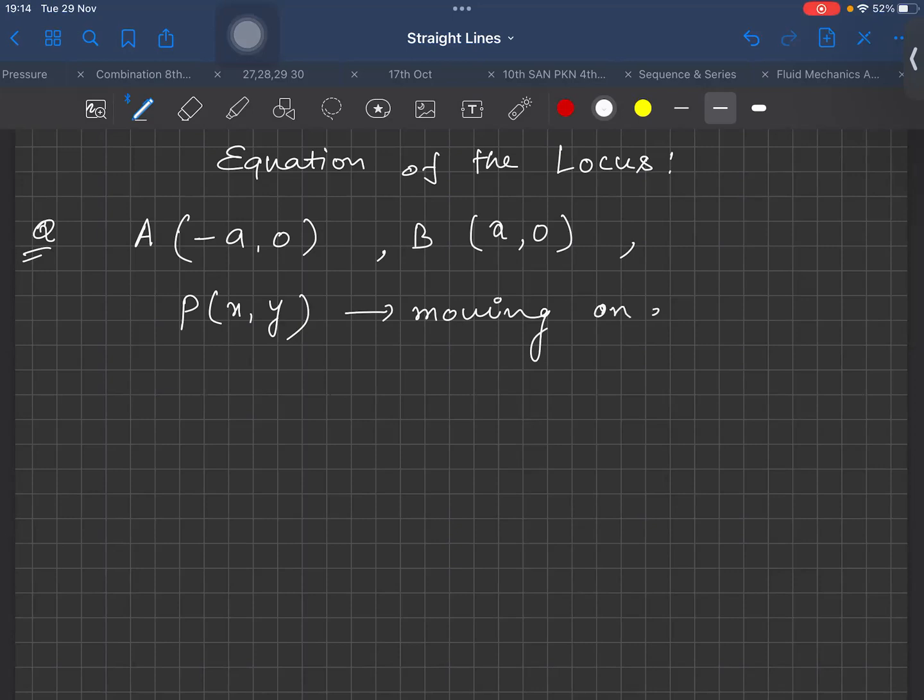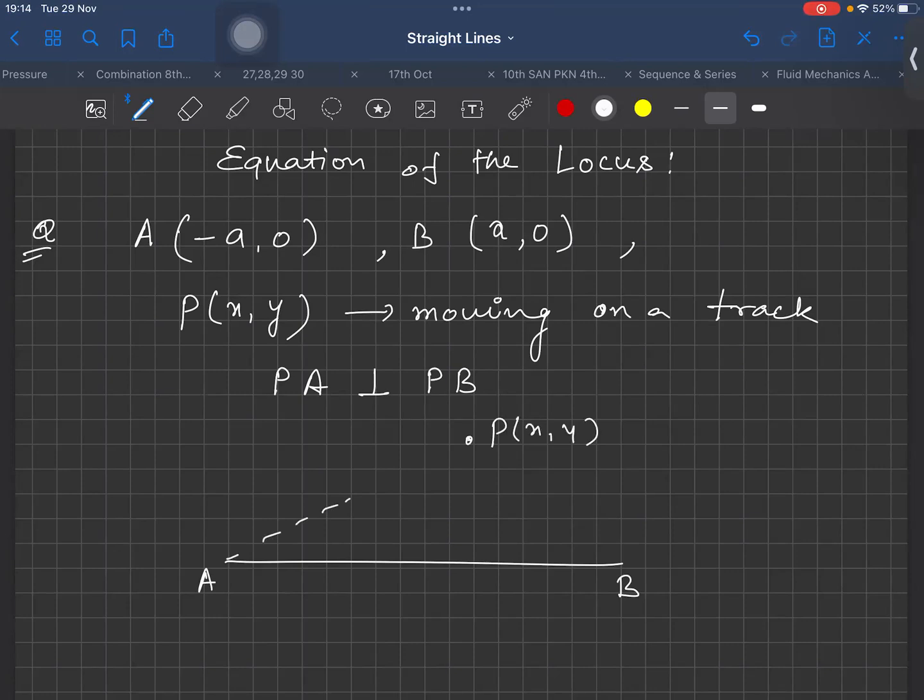on a track such that PA is always perpendicular to PB. The point P is moving such that PA is always perpendicular to PB. That means, suppose this is AB, A and B, and there is a point P, X, Y. It is moving such that this angle is 90 degrees all the time.